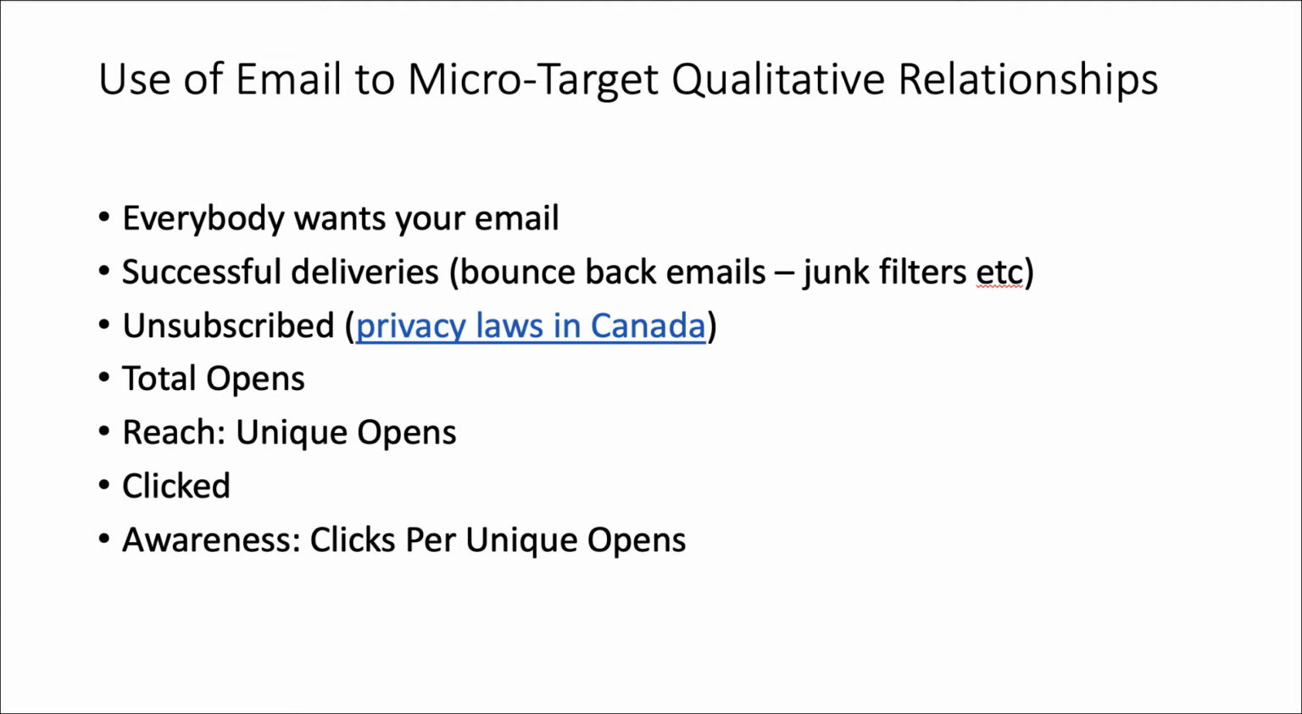Some of the things they might measure would be things like total opens. How many people opened your email? How many people did you reach? So were there unique opens? One person might decide to open that same link from their email 10 times, but they would only count as one unique open.